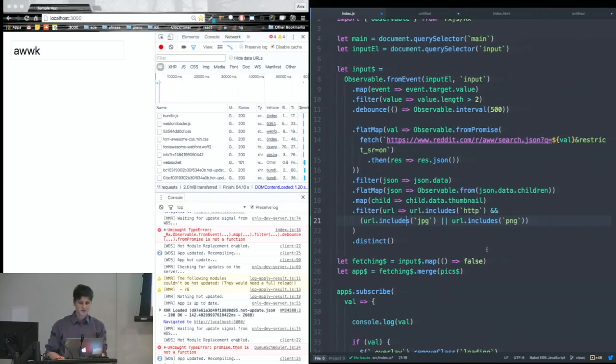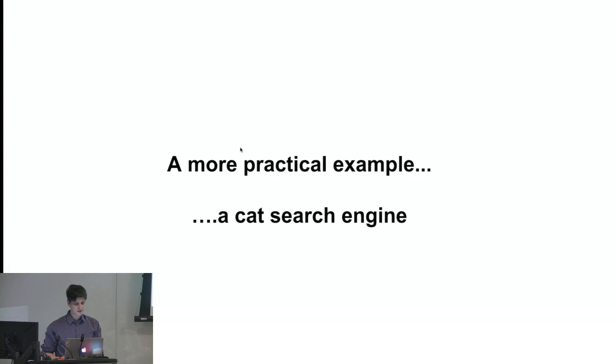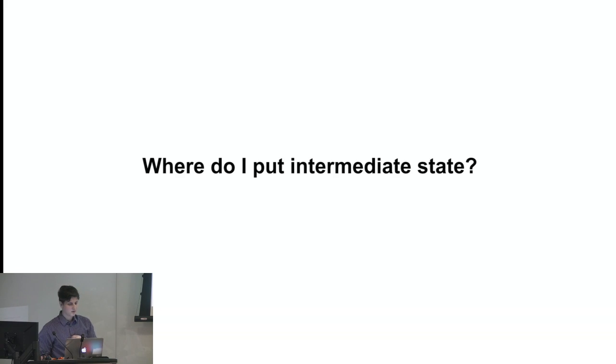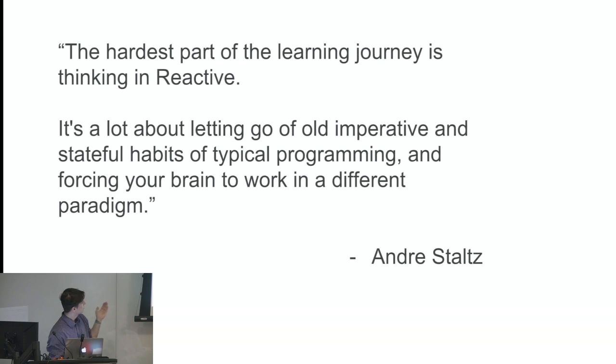show the images. I'm going to go back to my slides for a second. This is a common issue in RxJS, and this is a great quote. Where do I put my intermediate state? What do I do with those values that are transient? They're not part of my stream, but I need to use them to show some conditional logic inside this long chain of mapped operators.